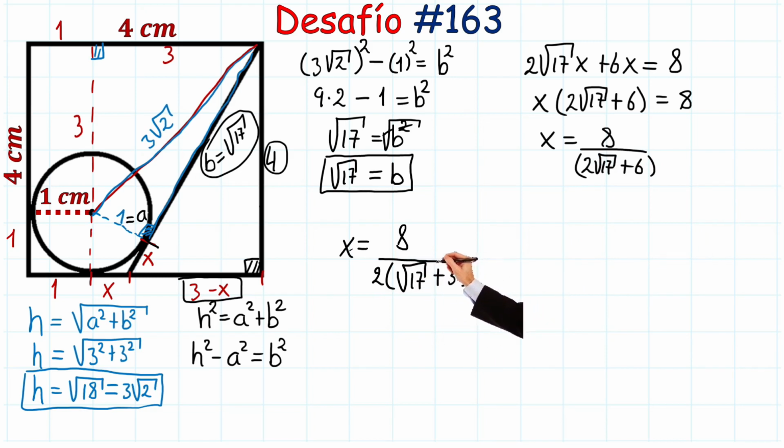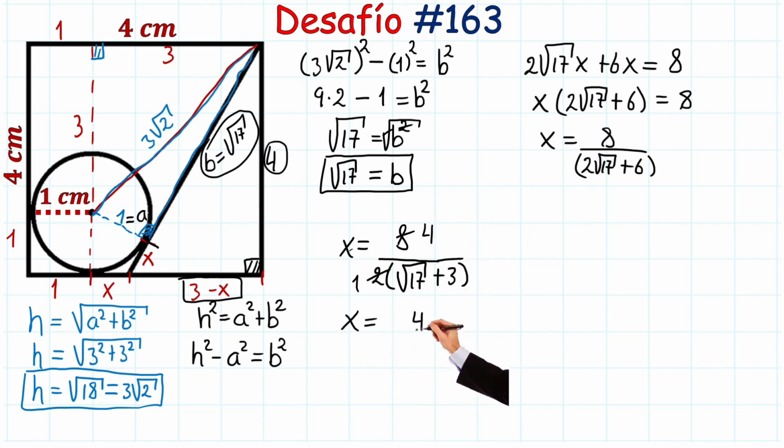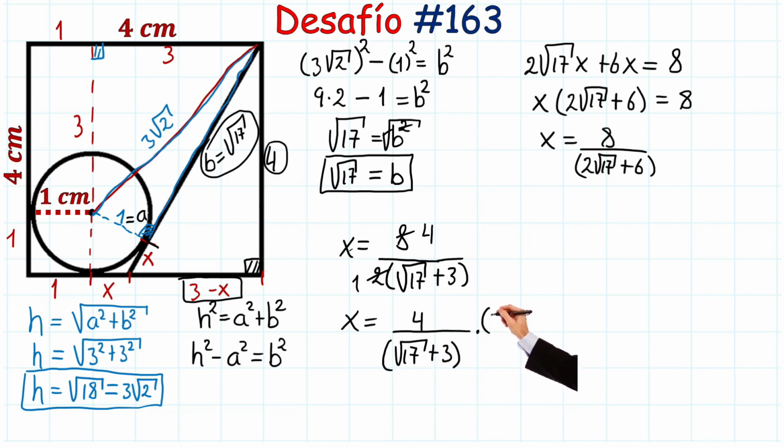If we have taken out the common factor of 2, if we multiply this by this, it gives us this here. And 2 times 3 gives us the 6 here. We simplify one half and the other half, 4. Okay, so we have that this equals 4 over the square root of 17 plus 3. And here we can rationalize so that the root stays on top. So we need to multiply and divide by the conjugate of this. So what's the conjugate? The square root of 17 minus 3.